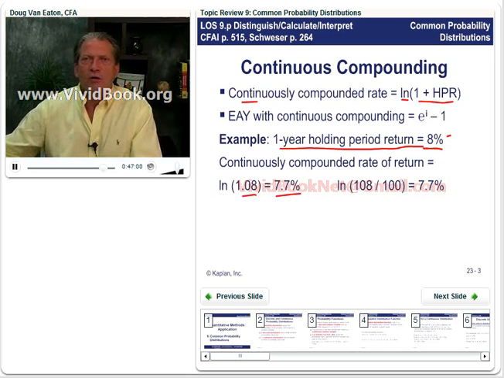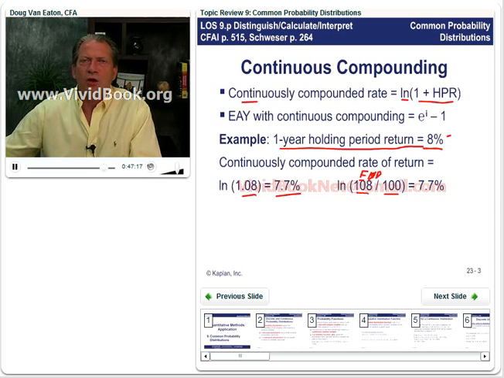And also, notice that if we started with a value of $100 and we ended the 1-year period with $108, we can just go right there and put end over beginning value, take the natural log of that, and come up with the stated annual rate, assuming continuous compounding would turn $100 into $108 in 1 year.